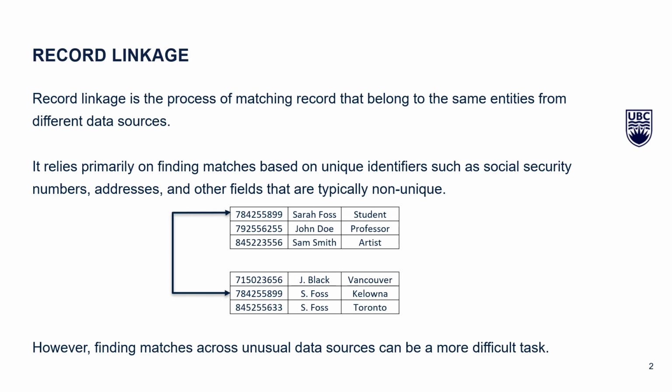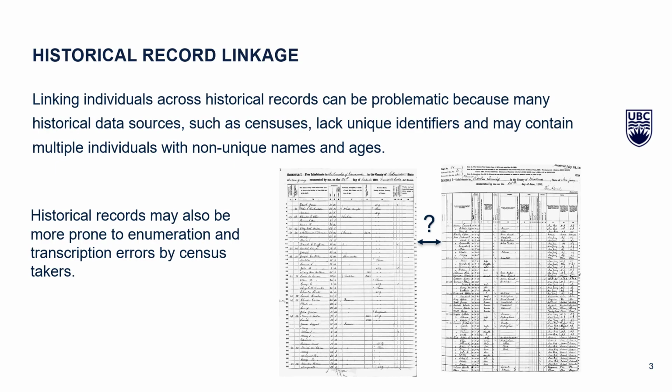In this example, we have two data sets that are linked very easily by the first column, which is a unique numerical identifier. However, it is not always so straightforward with all data sources. Linking individuals with historical records like censuses can be problematic because many historical data sources lack unique identifiers like social insurance numbers or social security numbers, and they actually may contain multiple individuals with non-unique names and ages.